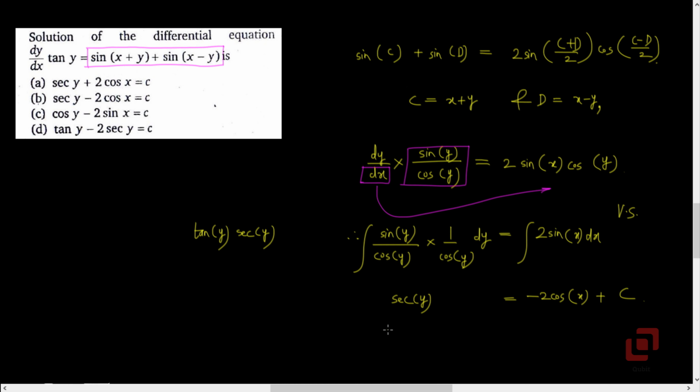So we have now got the solution, which is 2 cos of x plus sec y equal to c. Let's now go back to the options. The sign of sec y is positive, and also the sign of 2 cos x is positive. Hence, the correct option is A.